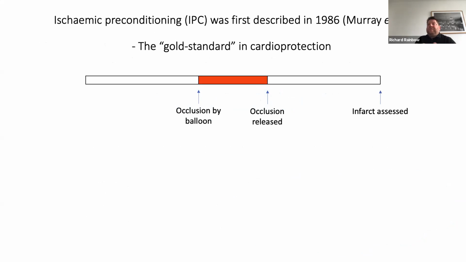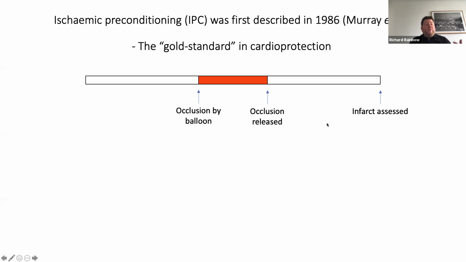So cardioprotection as a concept was really first properly studied back in 1986 when ischemic preconditioning was first identified. Now in this scheme here, you can imagine you've got normal perfusion in a coronary artery, and then what happens during this time period is that the artery is blocked by a balloon. So this artery is now made ischemic, or the tissue downstream from this artery is now ischemic. If that occlusion is released and reperfusion happens, you leave it for a while and then you assess how big the infarct is in this tissue.